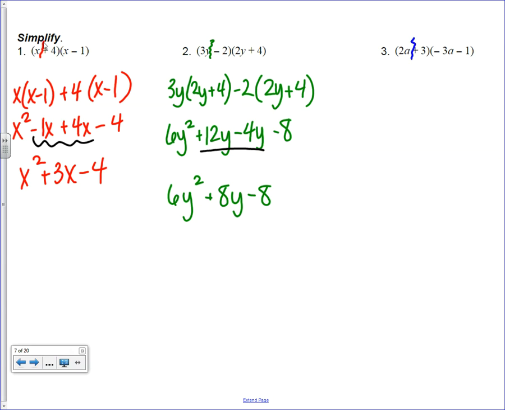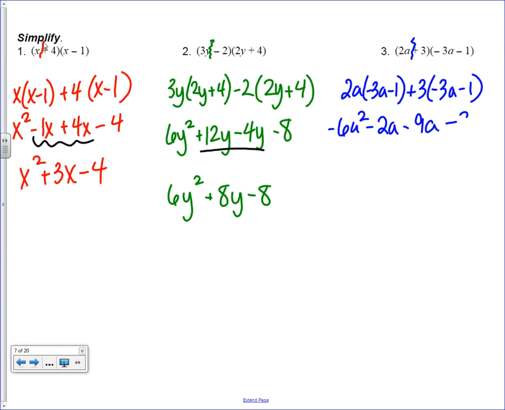Cut this first one in half. We have 2a times negative 3a minus 1 and plus 3 times negative 3a minus 1. Negative 6a squared minus 2a minus 9a minus 3. Middle terms go together. I get negative 6a squared minus 11a, and then minus the 3.